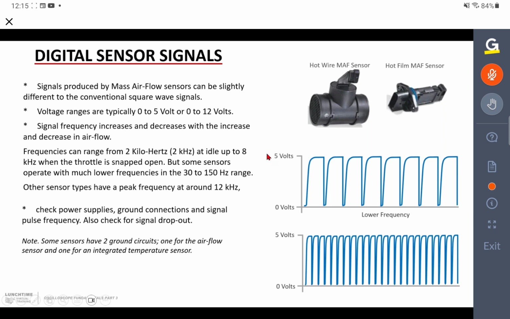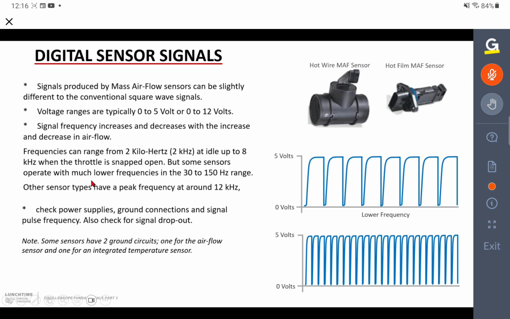So you've got to set the time scale on the oscilloscope to make sure you can see certainly 10 or 15 pulses, to make sure you can see what's going on. Increase and decrease the airflow by opening and closing the throttle, and you'll see the frequency change from about 2 kilohertz at low airflow up to about 8 kilohertz when the throttle is snapped open.